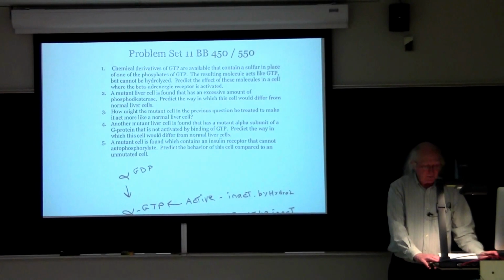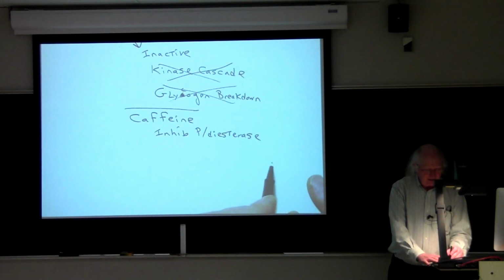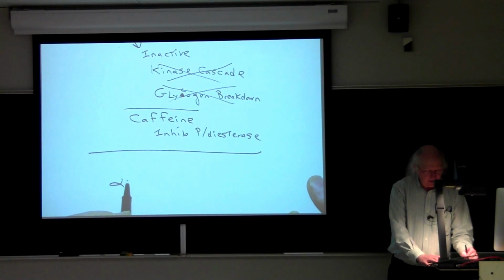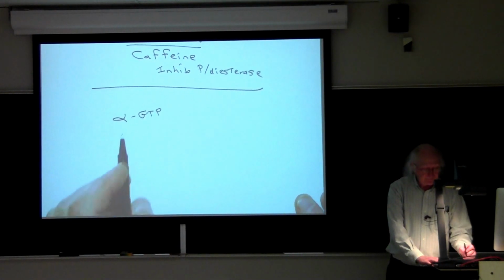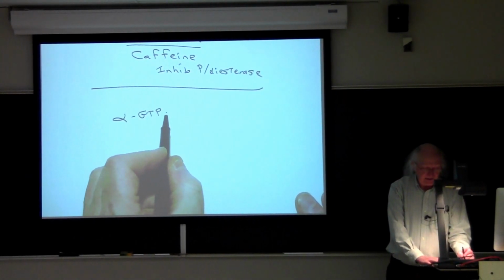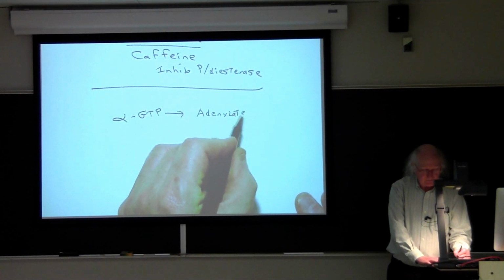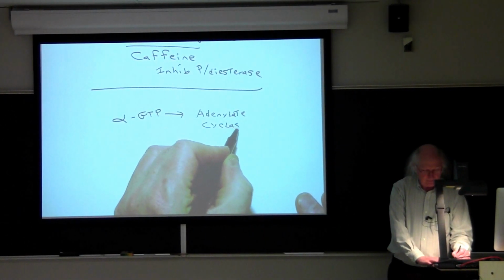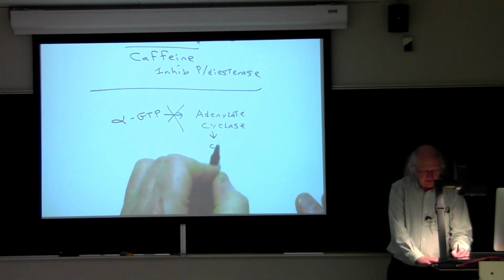Question number 4 says, another mutant liver cell is found that has a mutant alpha subunit of a G protein that is not activated by binding of GTP. Predict the way in which this cell would differ from normal liver cells. So if we had a liver cell that had an alpha subunit that bound to GTP but did not become activated by it, what would happen? Well, if this did not become activated, it would not go and interact with adenylate cyclase. So this interaction would not occur. And adenylate cyclase would not make cyclic AMP.